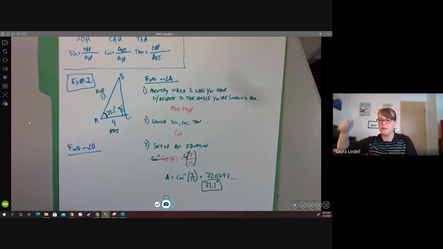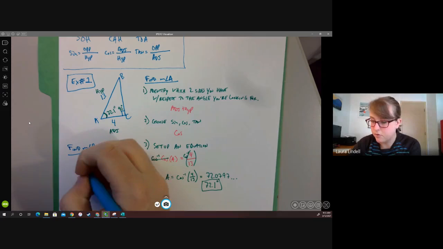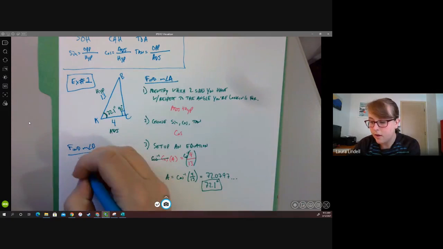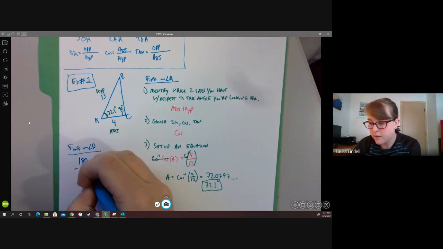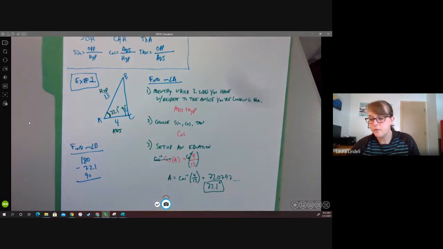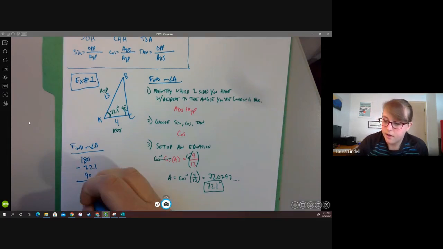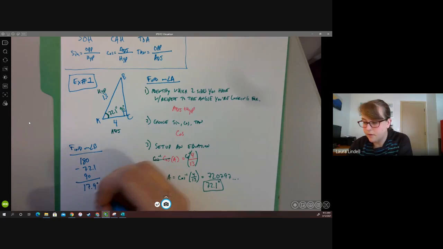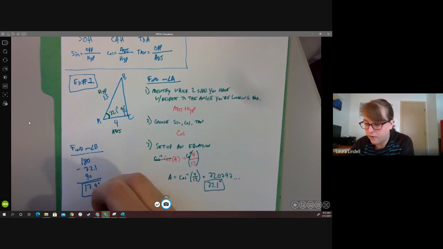There we go. Yes. Subtract from 180 because we know it's a triangle and all three angles add to 180. We can go 180 minus 72.1 minus 90. Or you could really go 90 minus 72.1. You get the same answer either way. But we get 17.9 degrees for the measure of angle B.